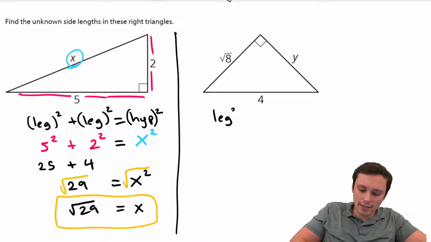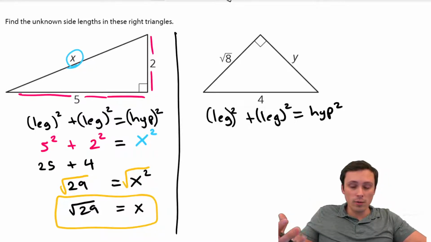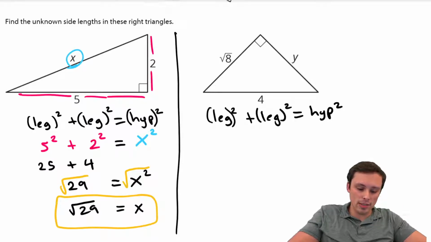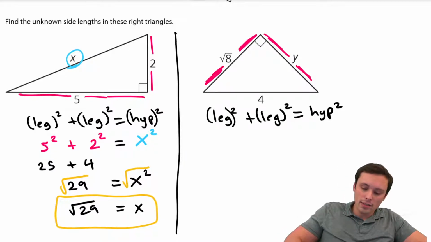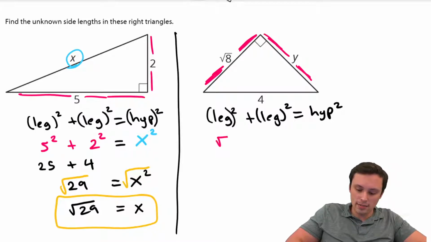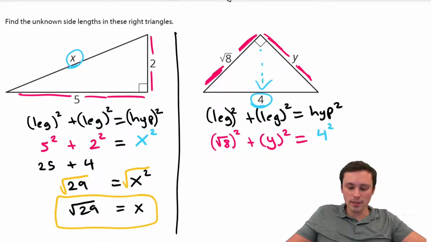Again, remember, we've got leg squared plus leg squared equals the hypotenuse squared. That's our relationship. Now we're going to insert the values into this particular problem. Remember that the legs are the two sides that create the 90-degree angle. So in this case, that's the square root of 8 and y. So we would have the square root of 8 squared plus the y squared is equal to the hypotenuse squared. Remember, the hypotenuse is the one that is across from the 90 and isn't one of the two legs. That's how you can always set these up in the correct order.